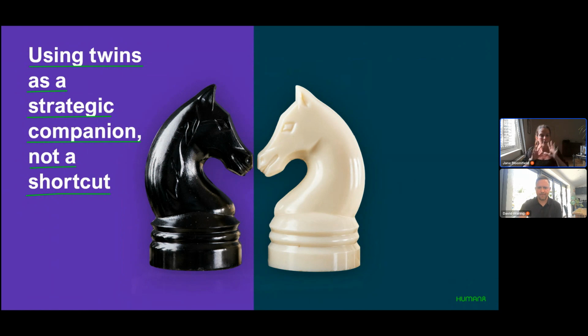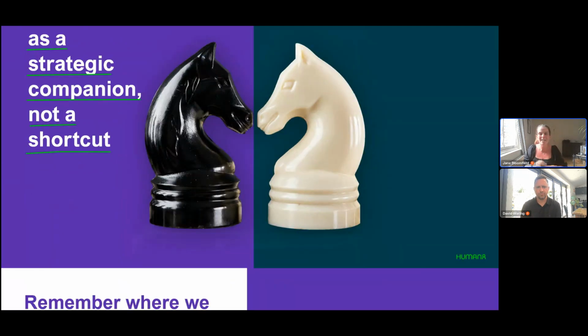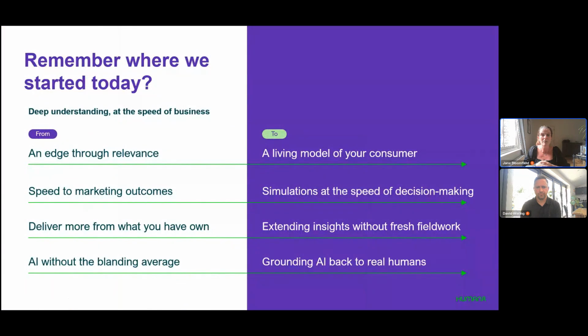So as I wrap up, and we've had questions in the chat that Annalise is very helpfully answering, but as we wrap up, let's go back to where we began today, talking about relevance being so important as a competitive edge, and how twins can really enable a living model of your consumer.